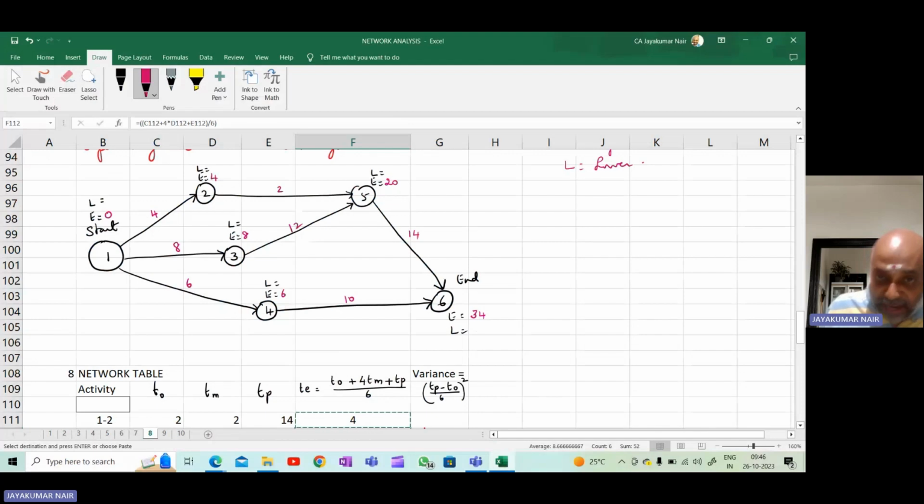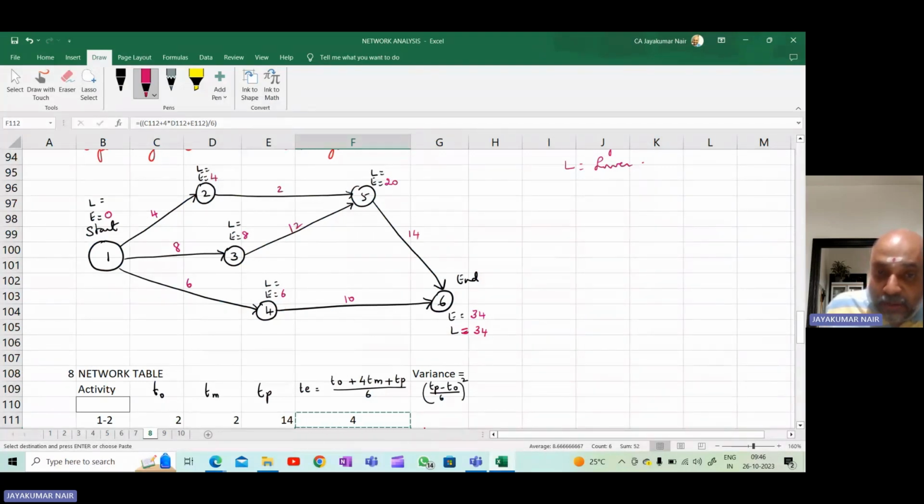Now, to calculate the E values from the start, we have gone to the end. This direction is called the forward pass. For calculating the L values, we do the backward pass. So how do you calculate it? You go backwards. Now this is L. L will be taken as 34, because the E and L values at the end should be the same. So I've taken L equal to 34.